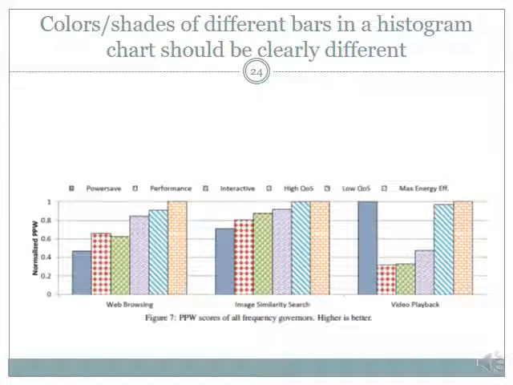Now, the colors or the shades of different bars in the histogram should be clearly different. Here is a very good example of that. So there is no confusion. Sometimes people use just minor shade differences, then it becomes very difficult to contrast different bars in the histogram.